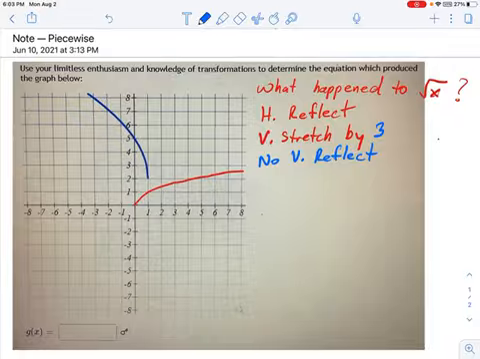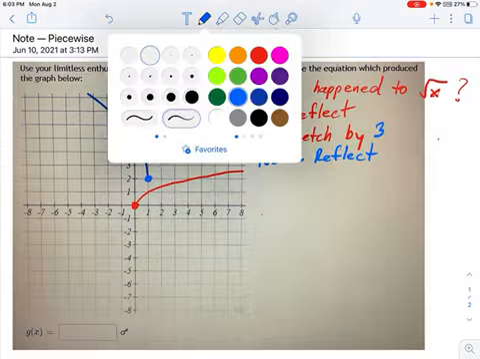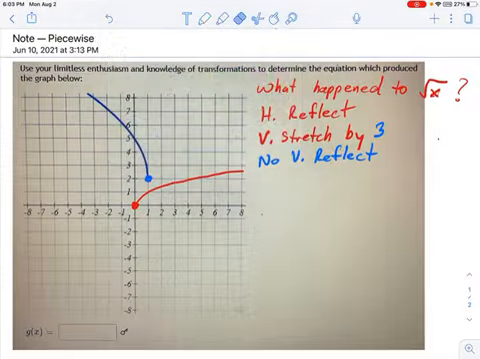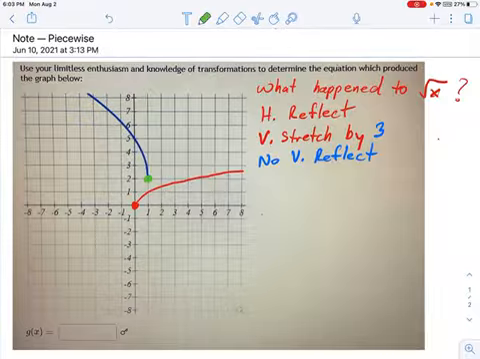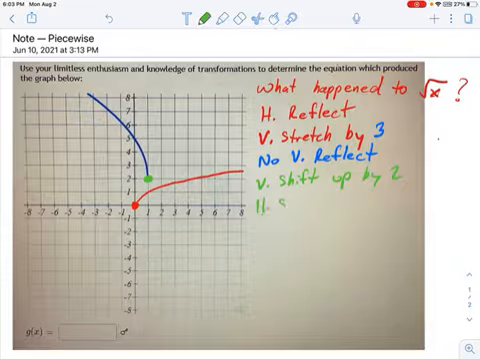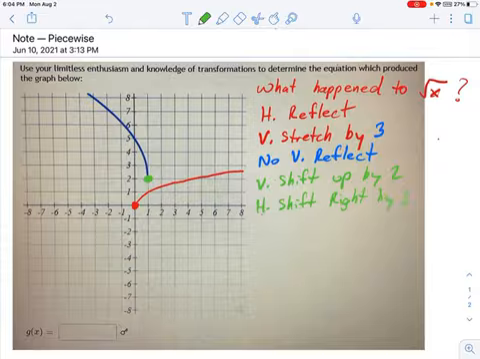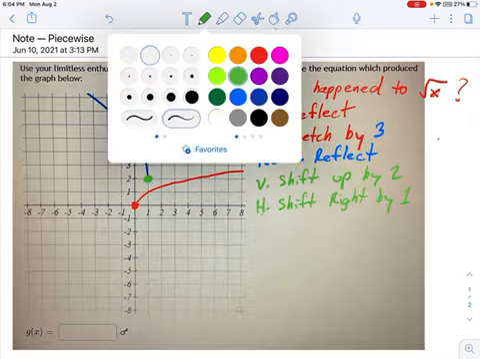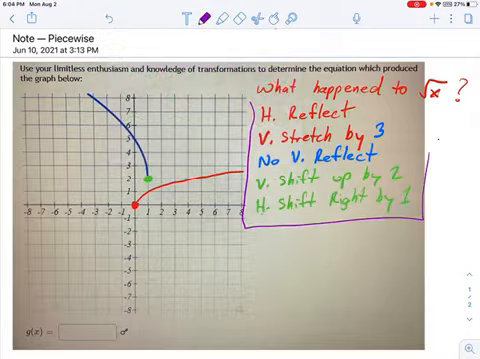And what else? I have some shifts going on. We have a starting point here of the parent function, but the starting point of the transformed function is shifted. And you can see what the shift is. That's going to be, I'll write this in green, a vertical shift up by 2 and a horizontal shift right by 1. Okay, so now our job is to turn these words into an equation. So let's start working through that. Let's take these words and equationify them.